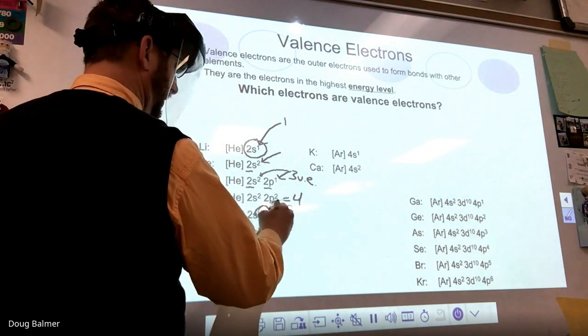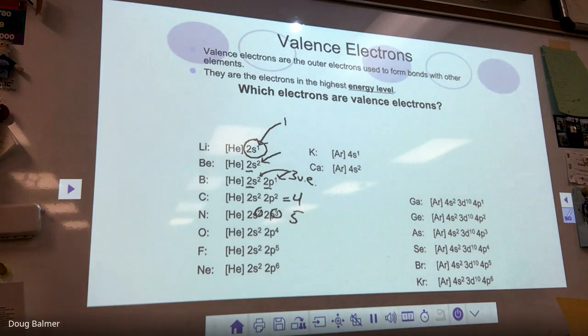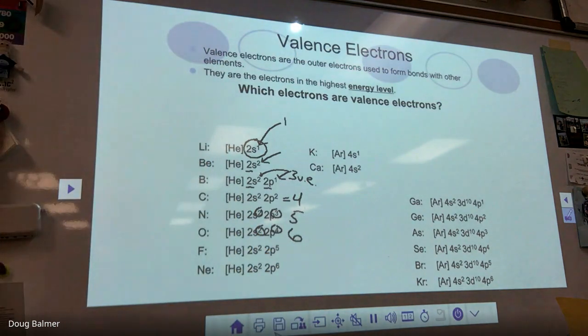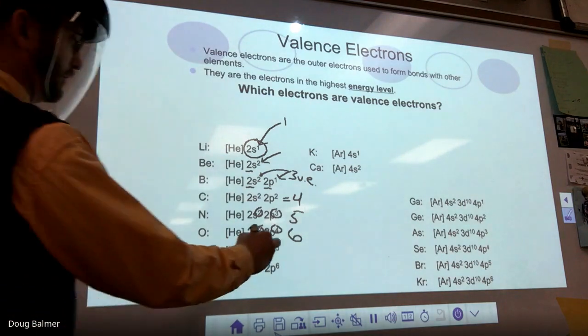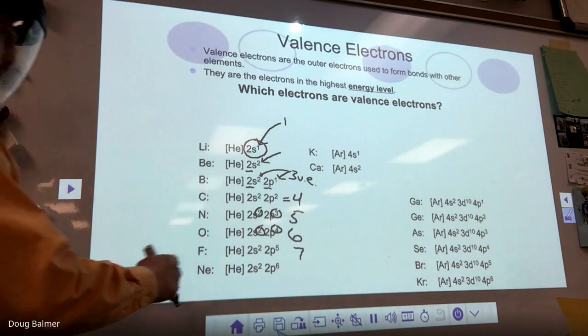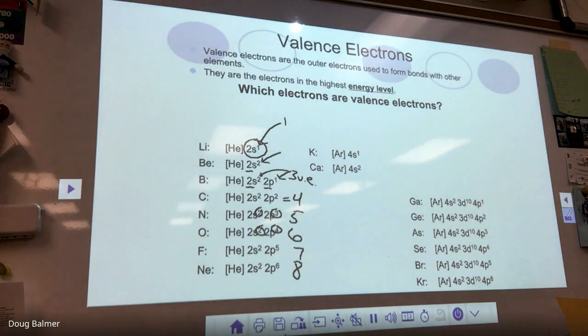Nitrogen would have 5 valence electrons in energy level 2. Oxygen would have 6 electrons in energy level 2. Fluorine would have 7 electrons in energy level 2. And neon would have 8 electrons in energy level 2. Any questions how we got that? The electrons in the highest energy level.